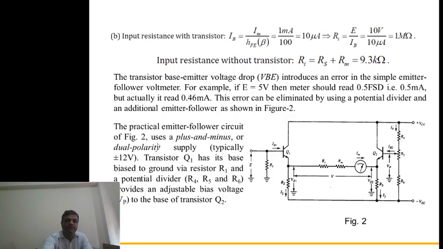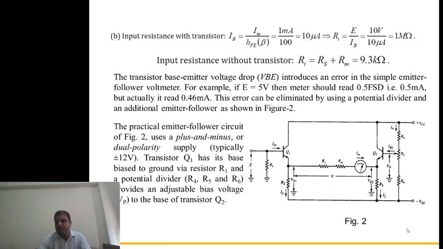So this practical emitter follower circuit uses a plus and minus, or dual polarity, supply. See here, it uses plus VCC and minus VEE. That is called the dual power supply. There are a lot of advantages of using the dual power supply. In this particular circuitry, we do not require a common ground. So in this particular circuit, this voltage is dropped, and this ground is just for the sake of representation. Normally this is a grounded terminal, but here it is the minus VEE terminal, and this terminal is the plus VCC terminal. So this is called a dual voltage supply, and it is used to replace the ground. And there are a lot of advantages associated with this circuitry.